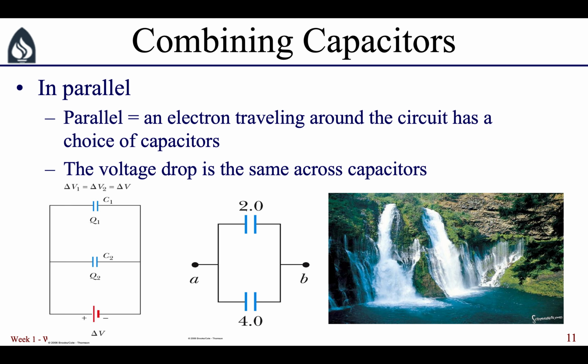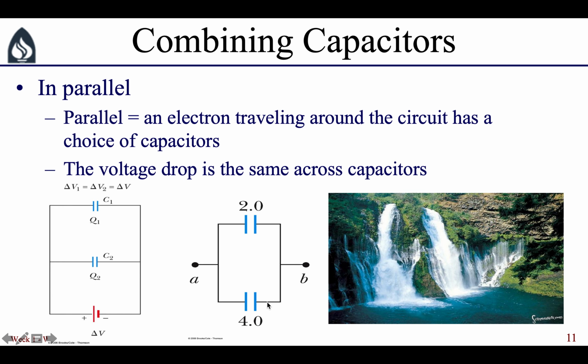So regardless of which capacitor the electrons went to, regardless of which branch we're talking about, the size of the capacitor waterfall needs to be the same. There needs to be the same voltage difference across the one branch as the other. So it's like having parallel waterfalls. If these are the two capacitors, then the voltage drop, the height drop across both of them must be the same if they are in parallel.